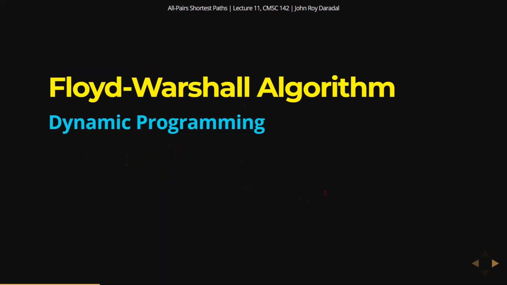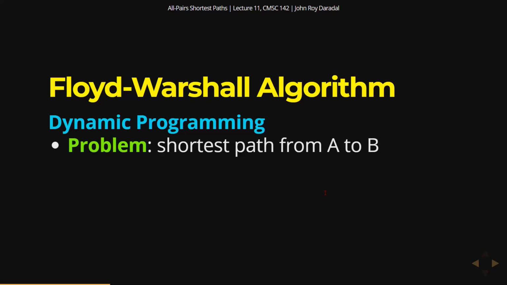Okay, so how does it work? We mentioned that it's a dynamic programming algorithm, so we will have to think about what the sub-problem is, right? Since that's how dynamic programming works. So our original problem is finding the shortest path from A to B.